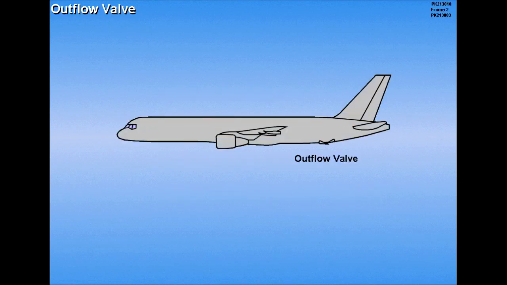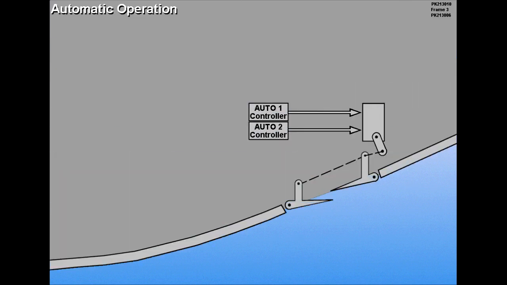The 757 has a single outflow valve for regulating cabin altitude. Control of the outflow valve is automatic or manual. In automatic, two identical but independent controllers are provided to control outflow valve position. The controllers are programmed to maintain a scheduled cabin altitude for every airplane altitude.